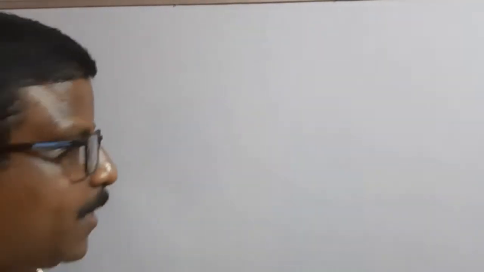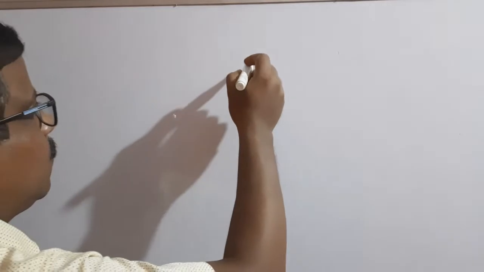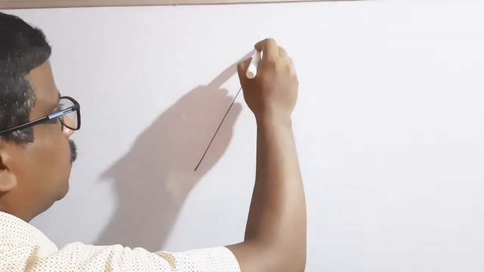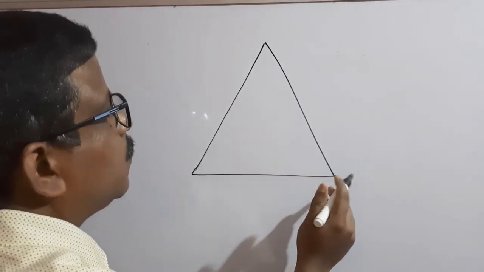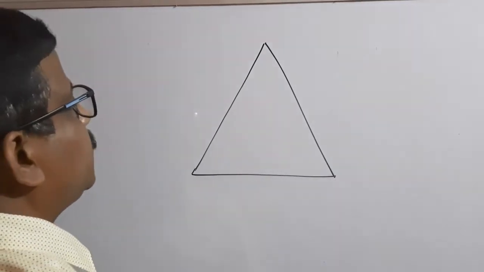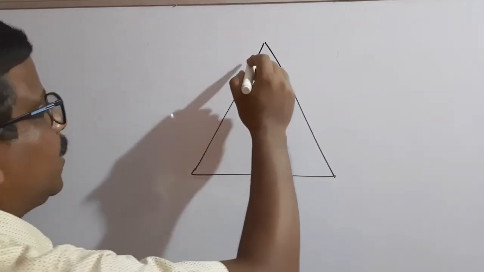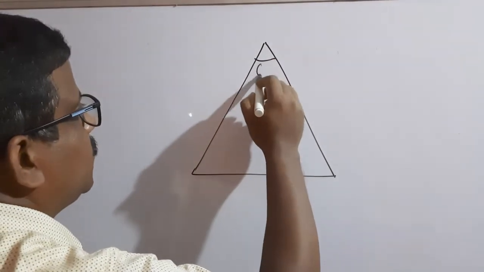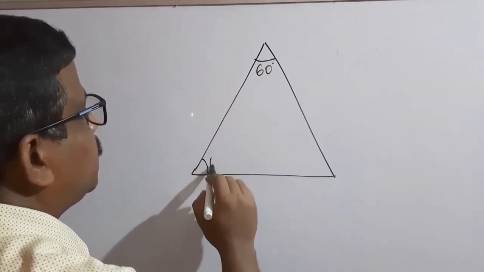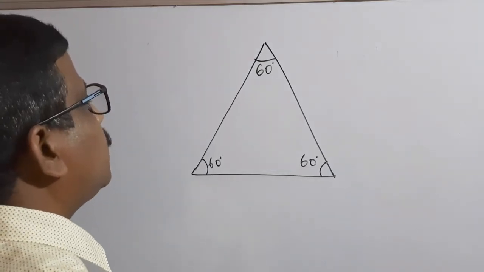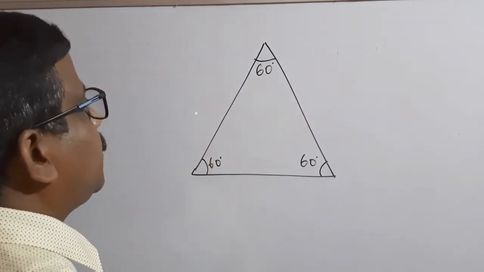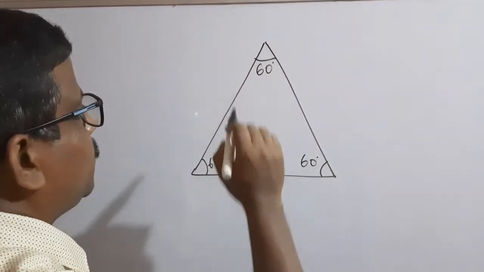So while drawing the ray diagram for a prism, how do we draw it? Just like a triangle we have to draw. So this is called a regular prism. Regular prism means each angle here is 60 degrees. In a regular prism each angle is 60 degrees. So this is called the angle of the prism.